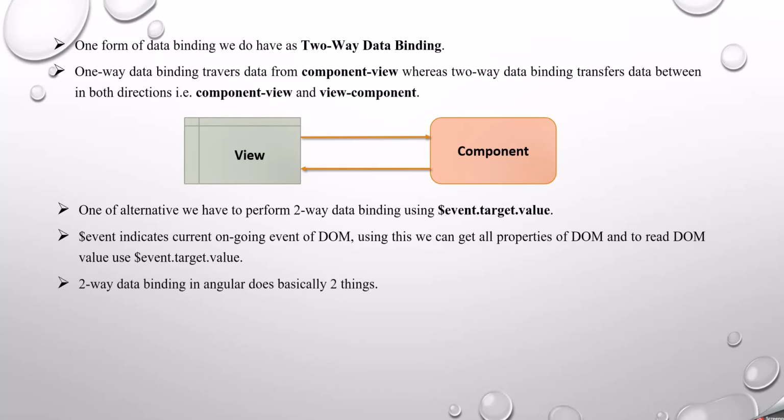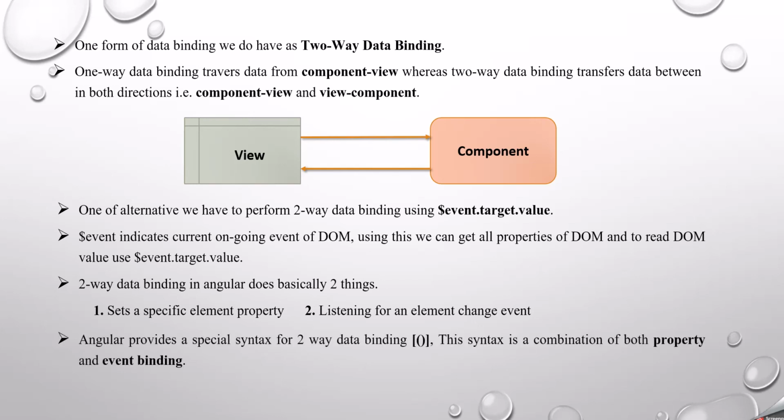So here what I mean to say, two-way data binding in Angular does basically two things. The first one sets a specific element property, and the second listens for an element change event. Nothing else: it sets an element property of the DOM and then listens to the event being triggered. For the example we just saw, input is nothing but an event of an element of type input text box, right? So Angular provides a special syntax for two-way data binding.